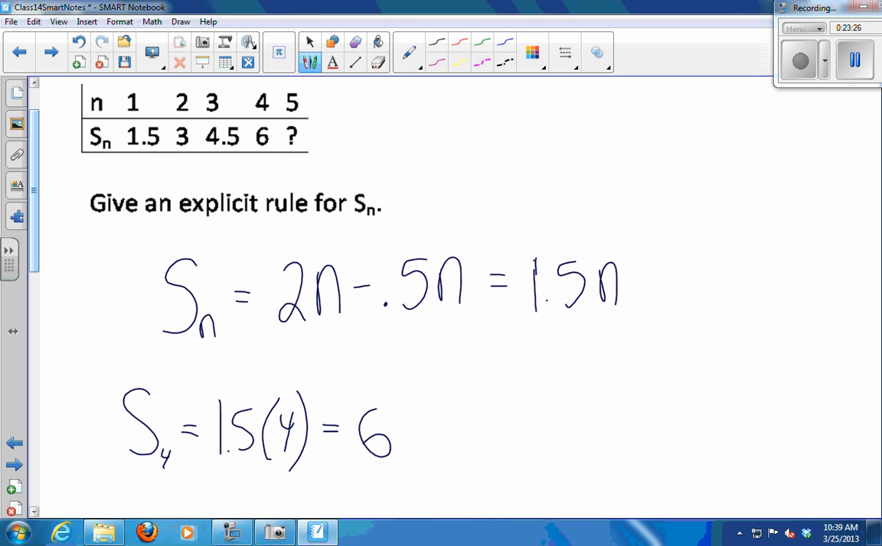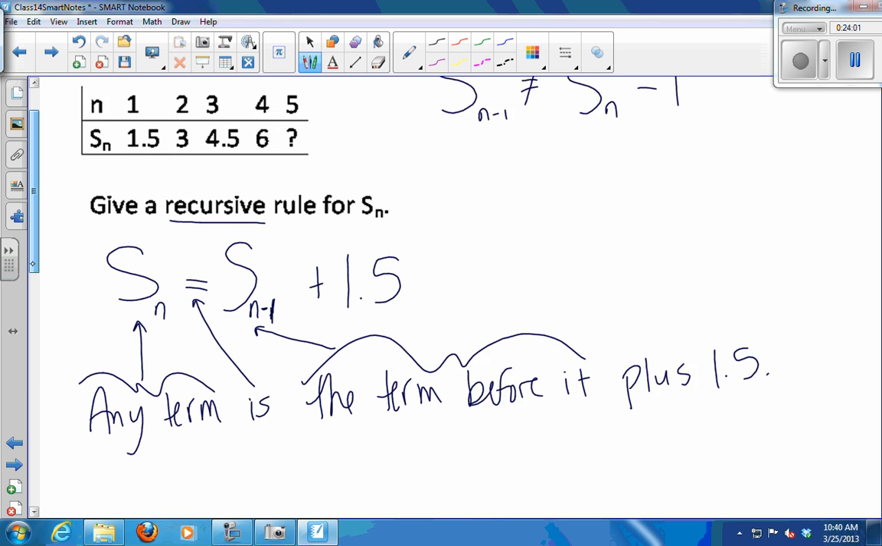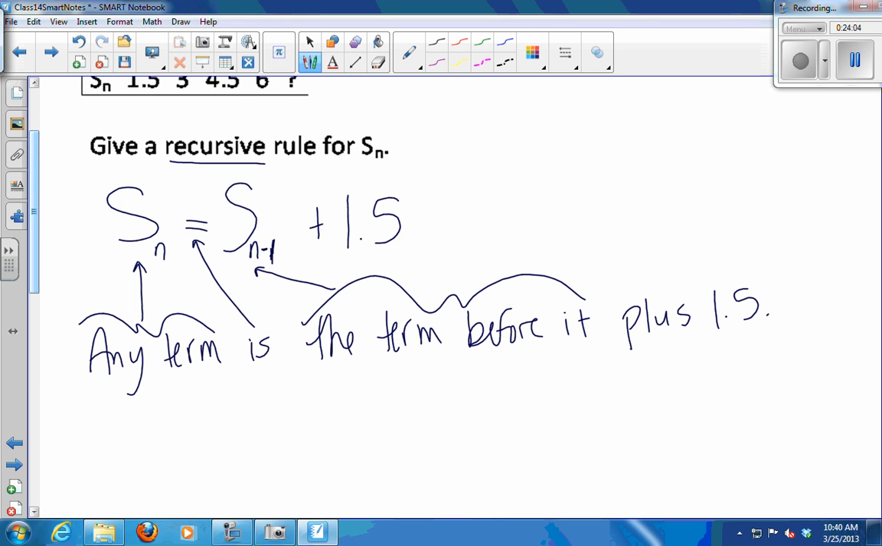Maybe we'll do one more. If I wanted to do, say, S sub 2. According to my formula, I would do 1.5 times 2. 1.5 times 2 is 3. And that is what my table says S sub 2 is. So recursive is pretty much like finding a pattern and explicit is a formula. They're both formulas. So recursive defines the pattern. Explicit is the formula.